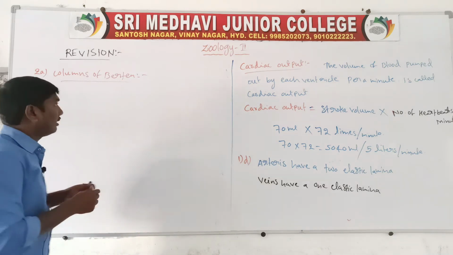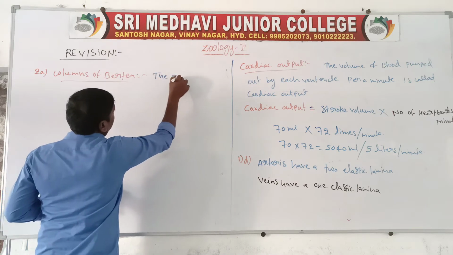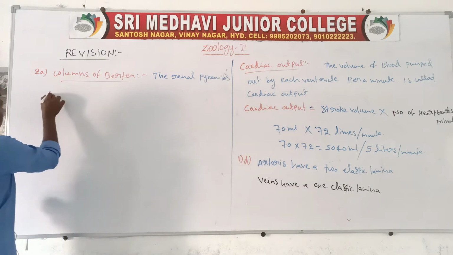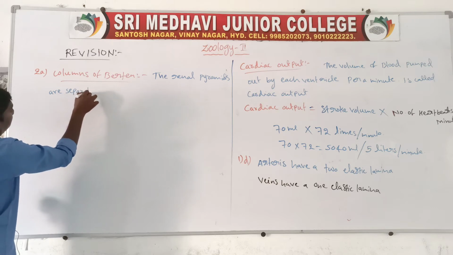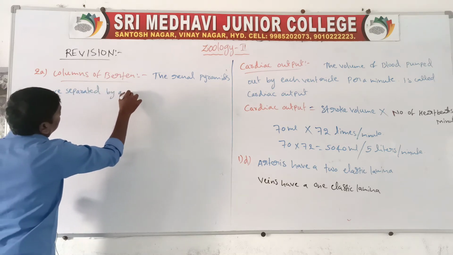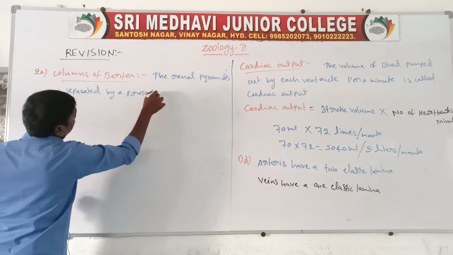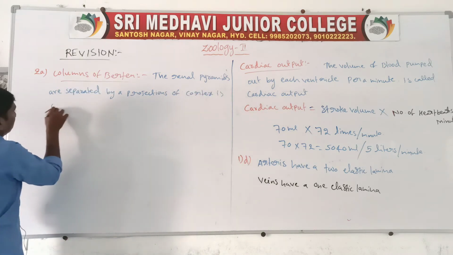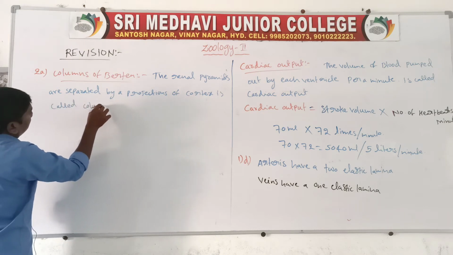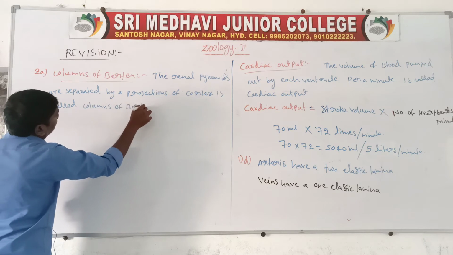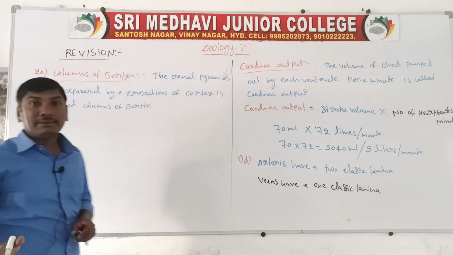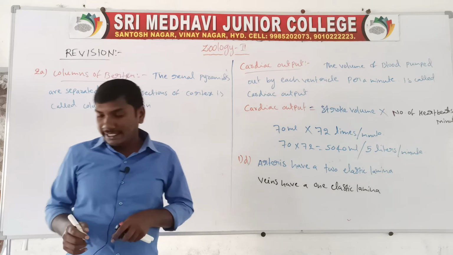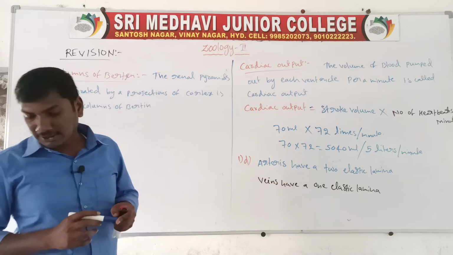The renal pyramids are separated by projections of the cortex, called columns of Bertin. So the renal pyramids are separated by the projections, and they are called columns of Bertin.